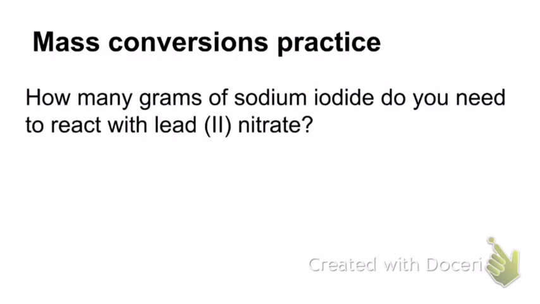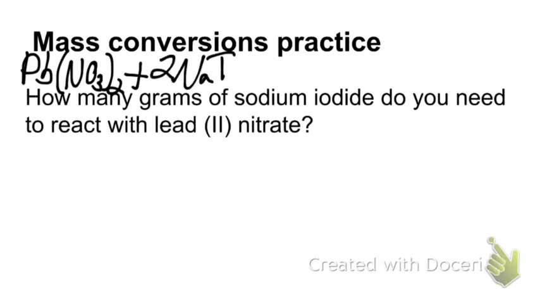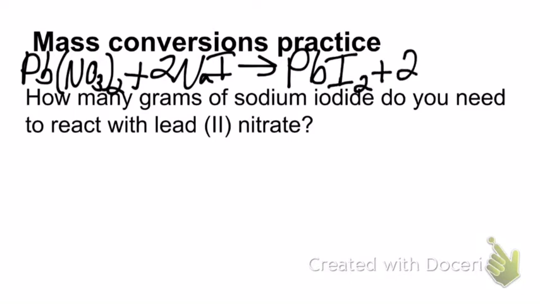Now we've got one more problem that you should have tried on your own, that we'll work through together before we set you loose. So again, we need to make sure we've got our balanced equation. You've got it on your paper, but in case we're missing things, we're going to write out that we've got lead(II) nitrate reacting with 2 sodium iodide to give us lead iodide, this is lead(II) still, plus 2 sodium nitrates.